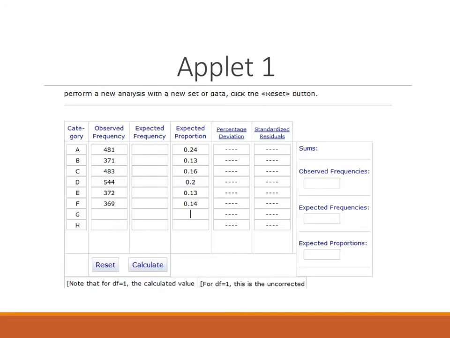When you're using this applet, it's kind of nice because you can use it two different ways. Remember how we need to have the counts? Well, for this problem, they gave us the observed frequencies, which wasn't a problem, but they only gave us the expected proportions. We had to go through and calculate these by hand. What's great about this applet is you can put in your observed frequencies, what you expect to get, and then click calculate.